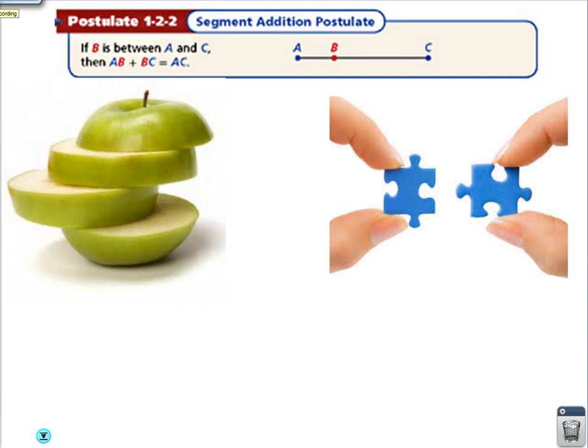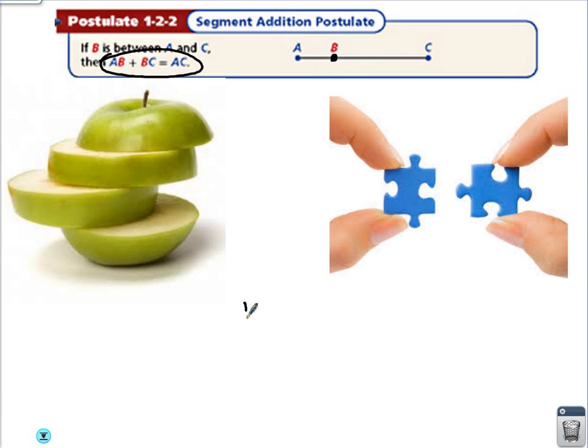Segment addition postulate. You already know this, by the way. I've been there, done that. Here's what the segment addition postulate says. This is the mathematical version of it, and it might not make sense. It says if B is between A and C, here's B, it's located between A and C, then this must be true: AB plus BC is equal to AC.